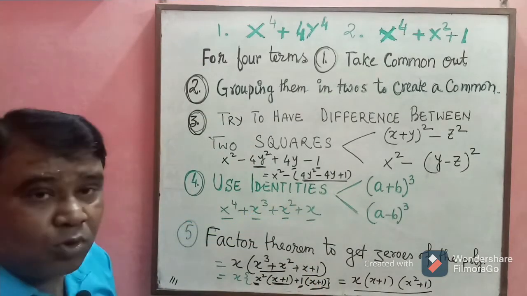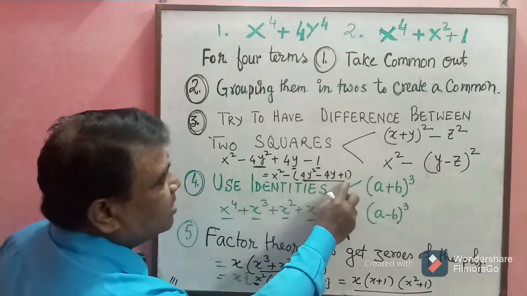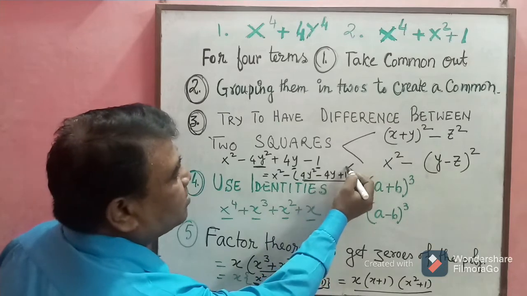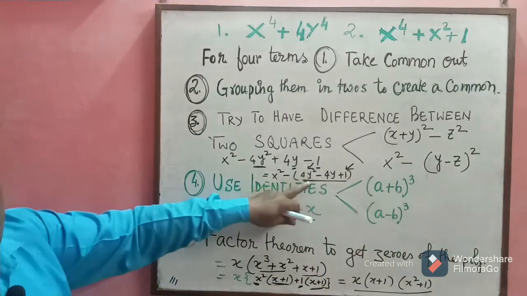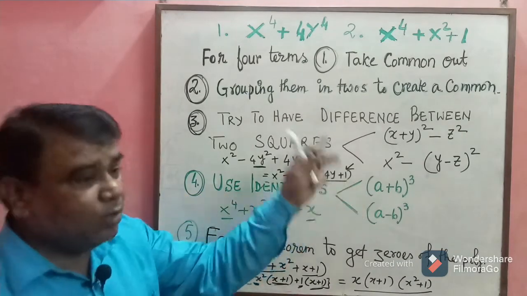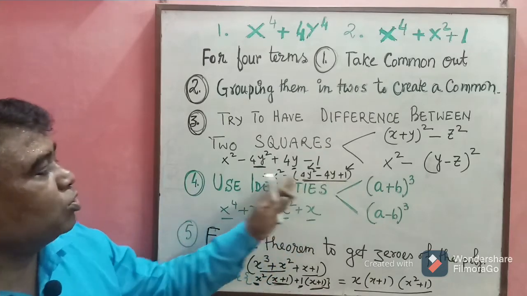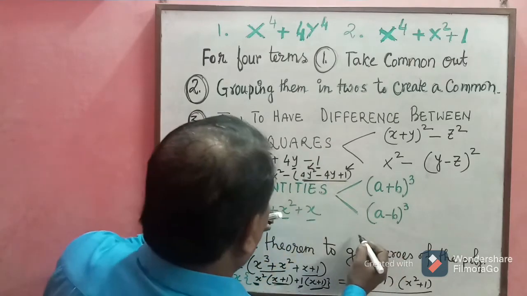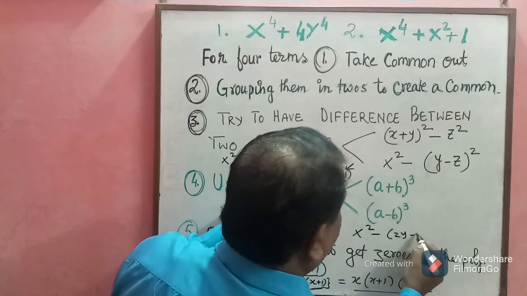How will I come to know that this is a perfect square? You see, 1 is a perfect square number and 4y square is also a perfect square, and this is the square of 2y. If I multiply this 2y and 1 into 2, this will be 4y. So definitely this is also a whole square. Let me show you here. You come down, x square minus 2y minus 1 whole square.